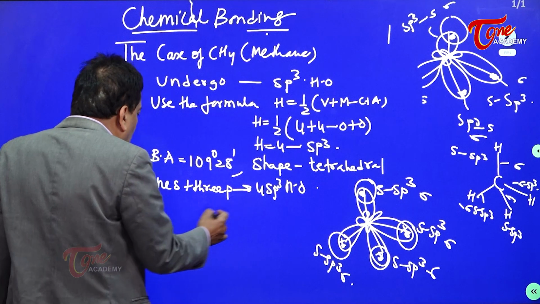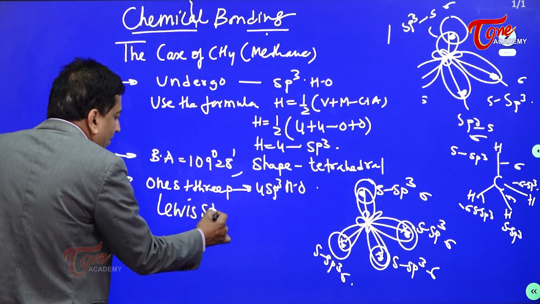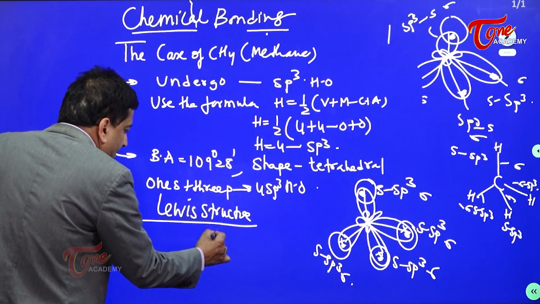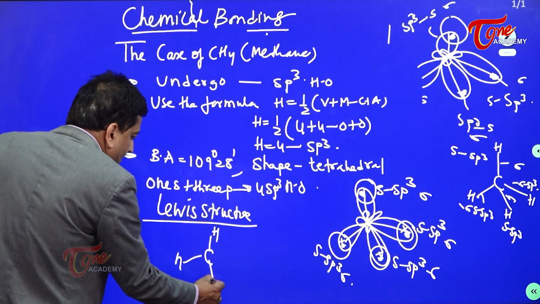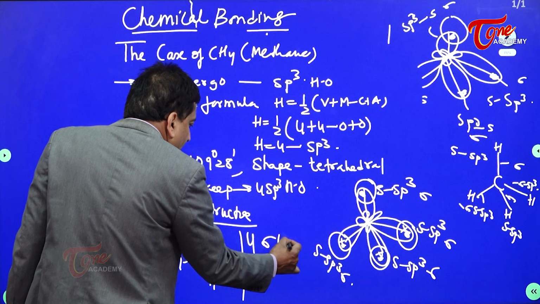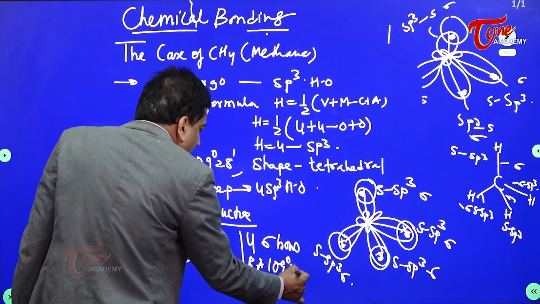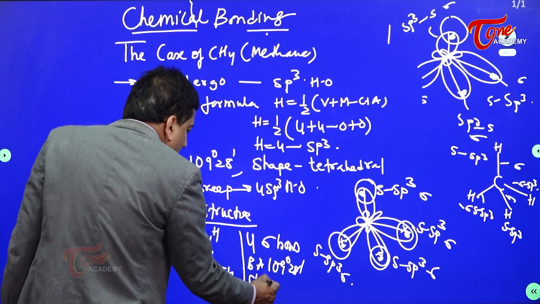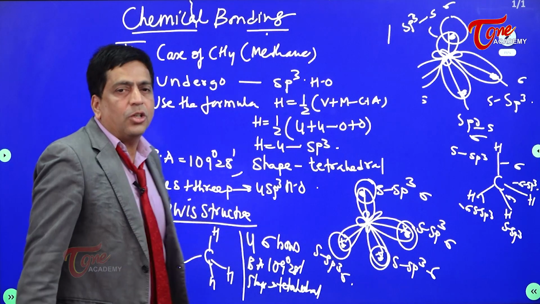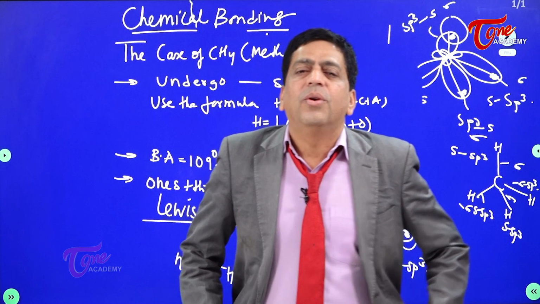So if I write the Lewis structure, it is like this. So you have 4 sigma bonds. Bond angle 109 degrees 28 minutes. Shape is tetrahedral. You must understand this. Got my point?